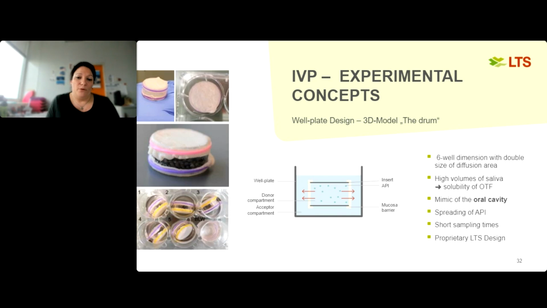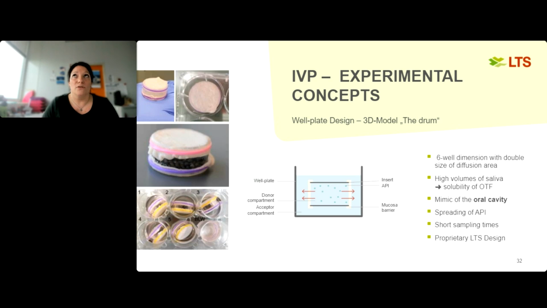I mentioned before that you also have the possibility to apply something sublingual, and that you might have more spreading for your API there. And so for this, we need another model. We designed a model which we call the drum, because this is exactly what we have here. We have our inserts again, and we mount or apply the mucosal tissue on both sides. Then we have the donor compartment in the middle where we can apply our API solution, and the acceptor compartment outside. So we have the possibility to mimic the whole oral cavity.